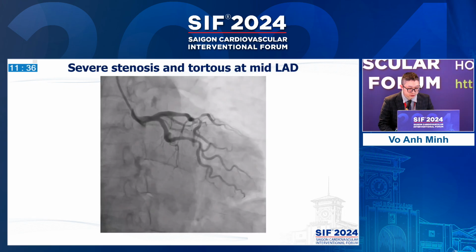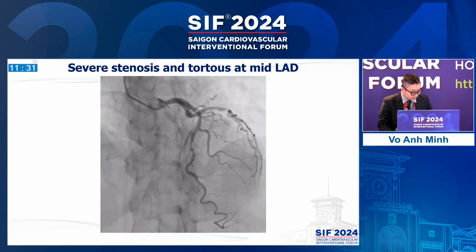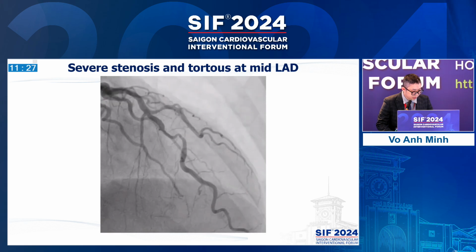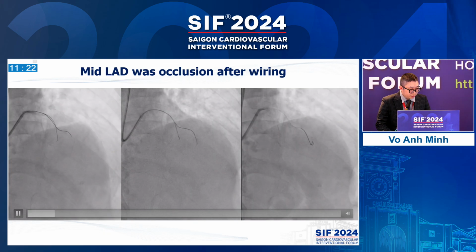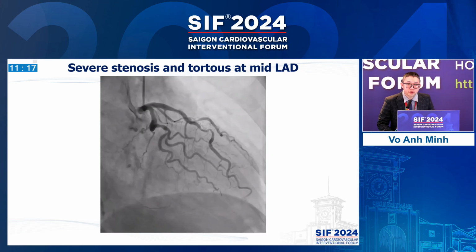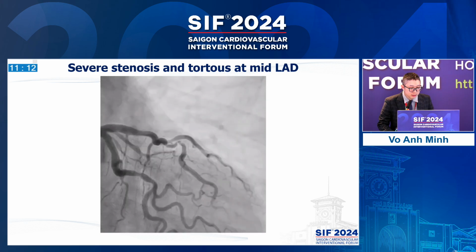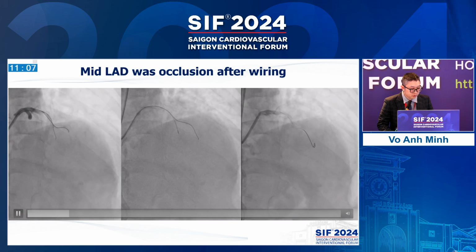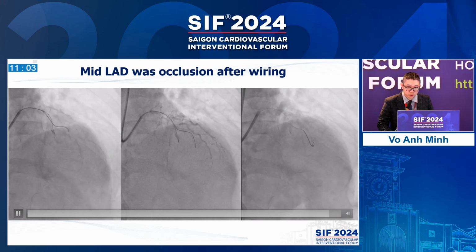Look at the severe stenosis and tortuosity at the mid LAD. Look clearly at the stenosis here. Okay, look at it. Normally for the tortuosity I use the Runthrough white, but at the time I was not able. So the Sion blue wire will be okay, but it underestimates the lesion a little bit. So after I wired, you see it's a mid LAD occlusion after the wiring.